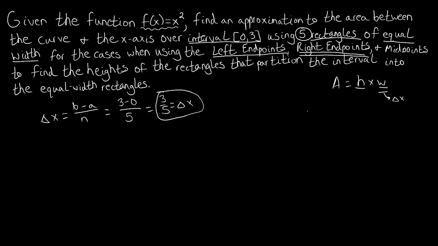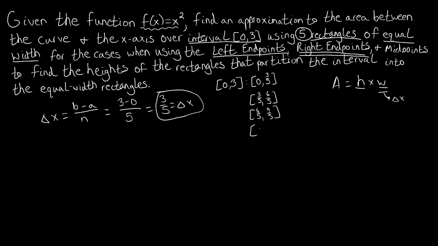So before we talk about finding the heights of our rectangles, let's look at what our interval looks like split up using this length of 3/5. So we're going to get 5 subintervals that compose 0, 3, but they're going to look like this. They're each going to have a distance of 3/5, right? So we're going to go from 0 to 3/5, then we're going to have 3/5 to 6/5, then we're going to have 6/5 to 9/5, right? We're just going to keep continuing this pattern for the last two.